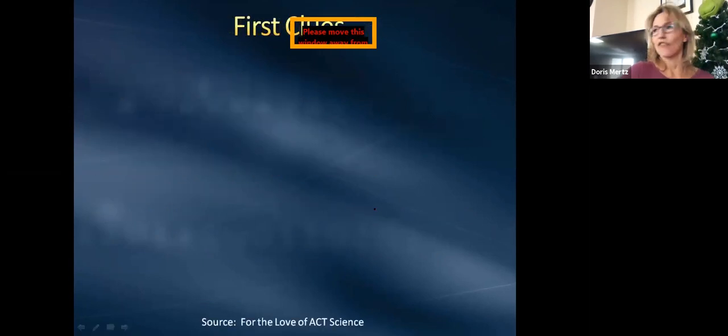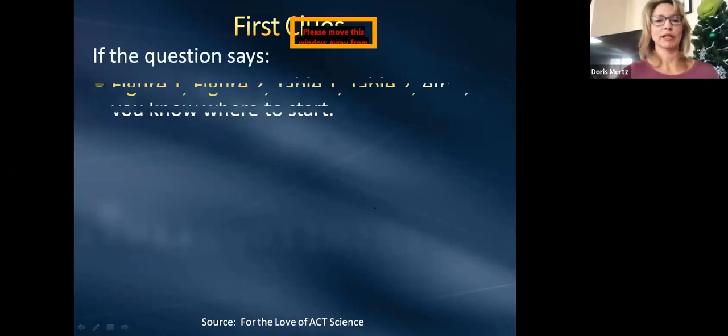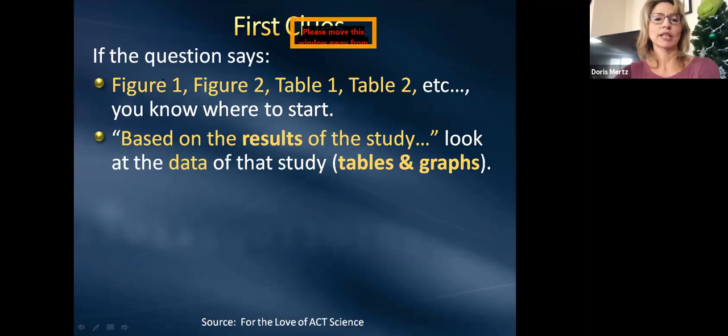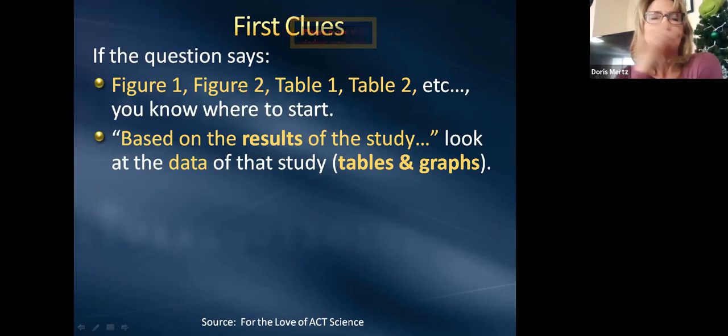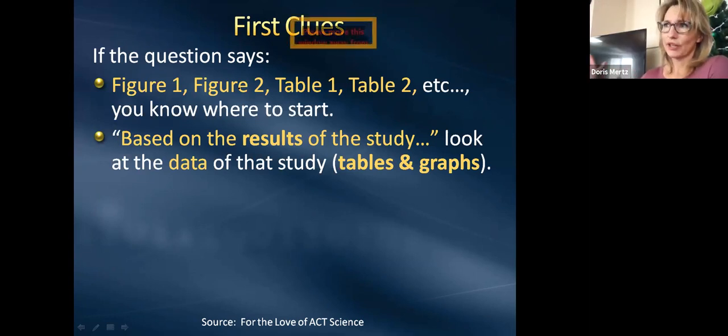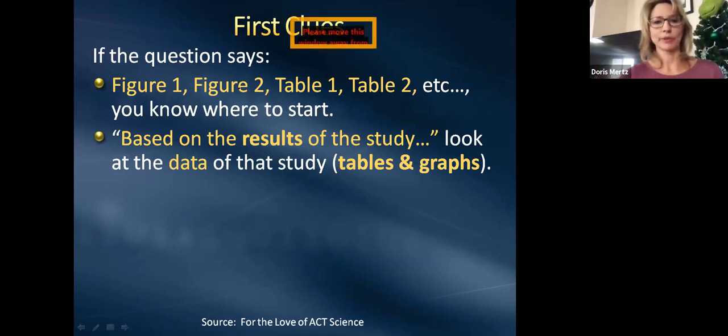So our first clues, our first locators, they're going to be found in the question. So if the question says figure 1, figure 2, or table 1 or table 2, make sure you go to the right place. And make sure if it says figure 1, you go to figure 1, not table 1, because sometimes you get confused and go to the wrong thing. So that's your first locator: what table is it referring you to?